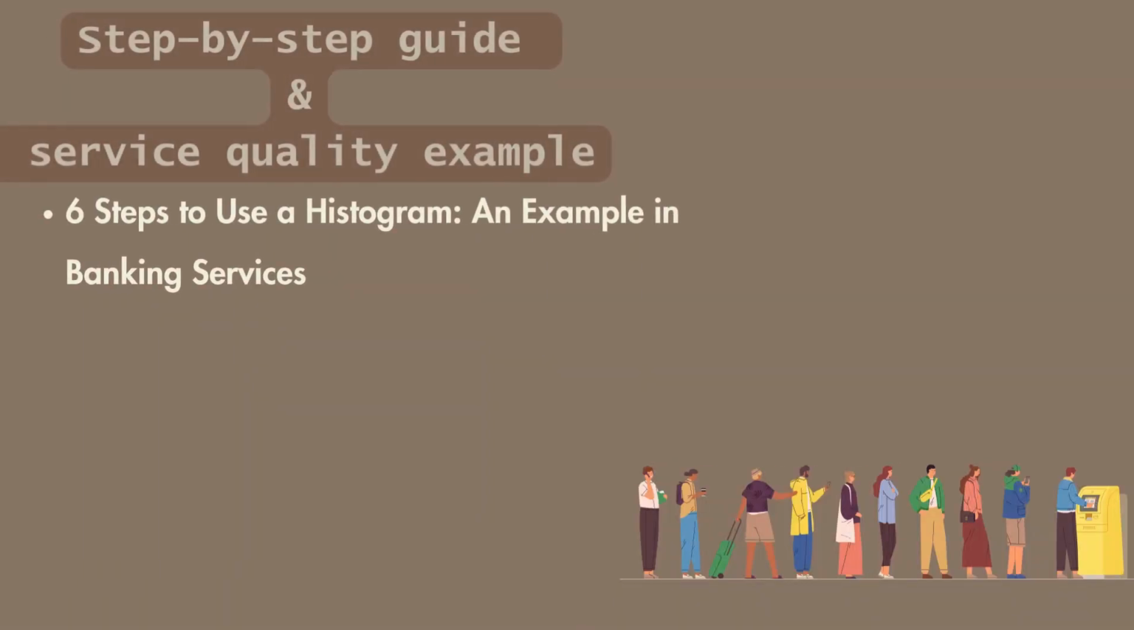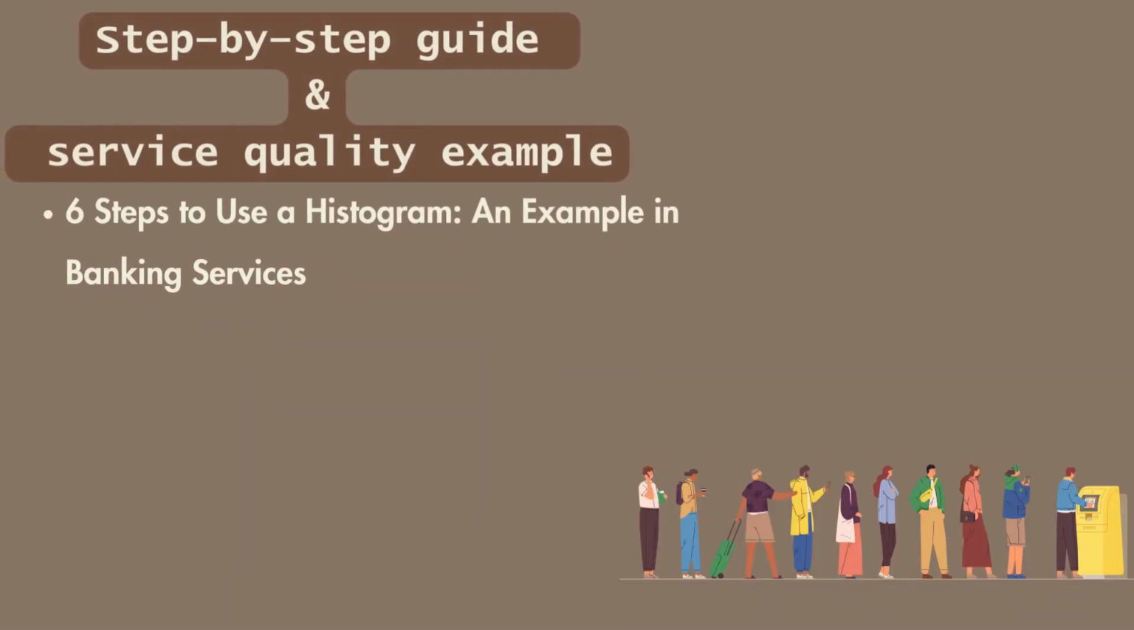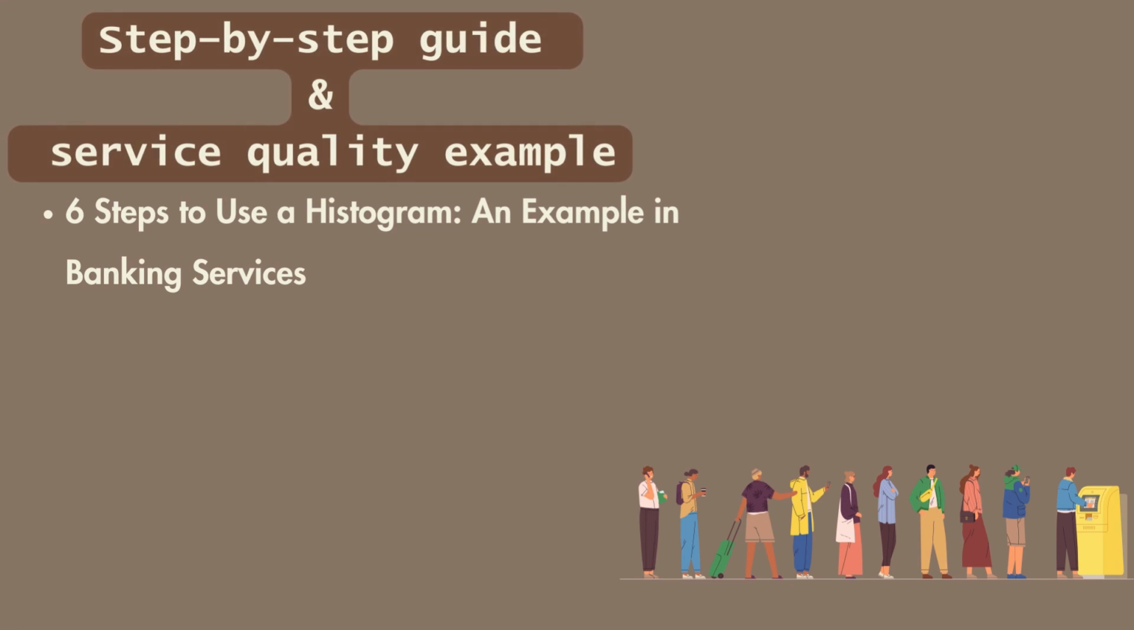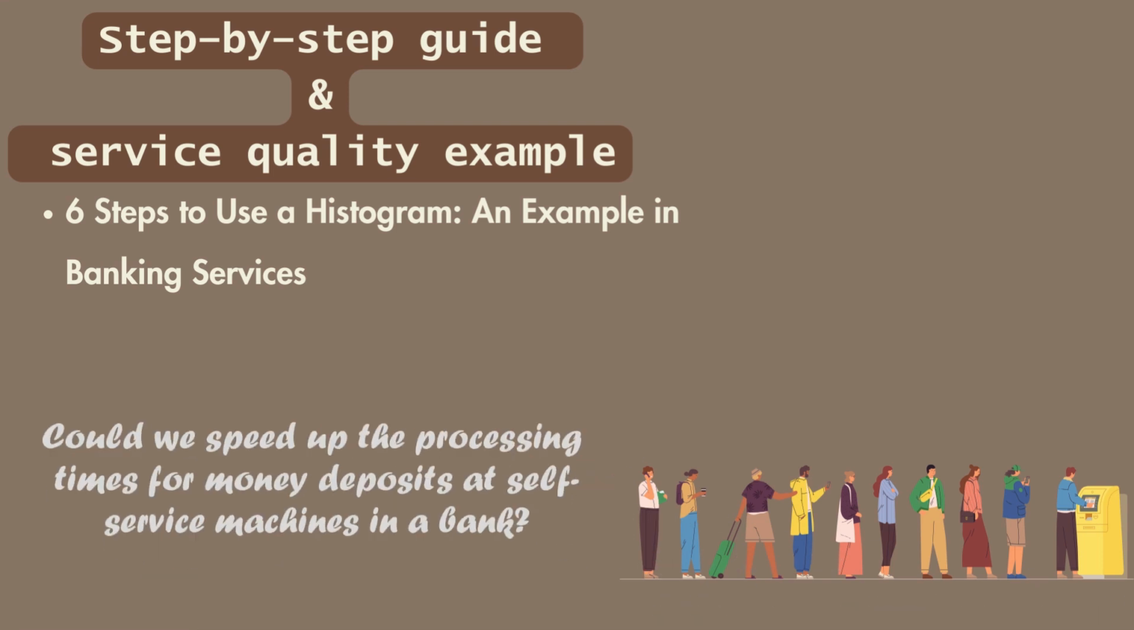There are 6 steps to effectively create and use a histogram, and I provide an example in banking services to facilitate understanding. The question that arises is whether we could decrease the processing time for money deposit at self-service machines in a bank. Utilizing a histogram offers a systematic approach to explore and address this operational query.